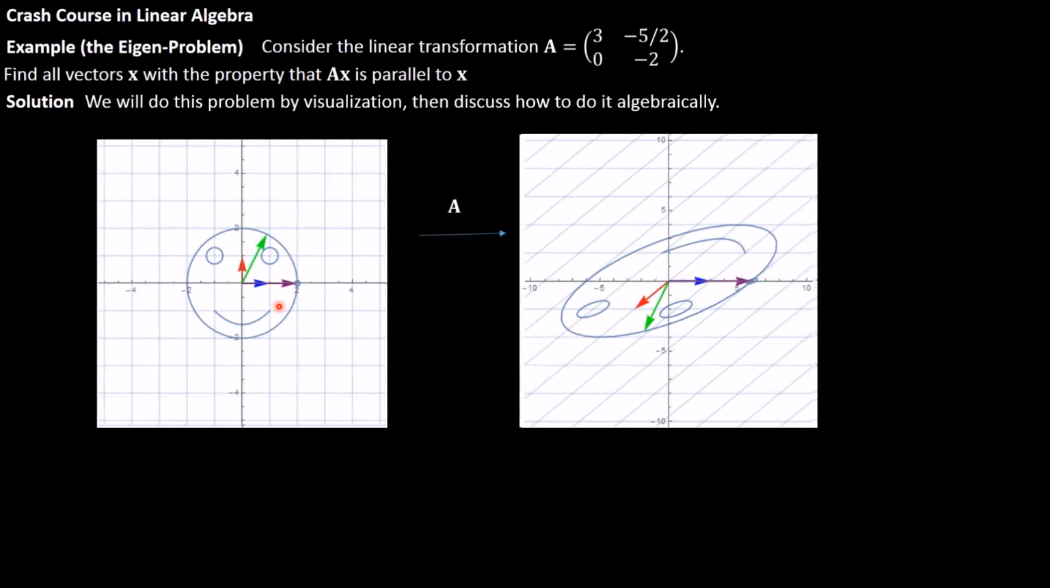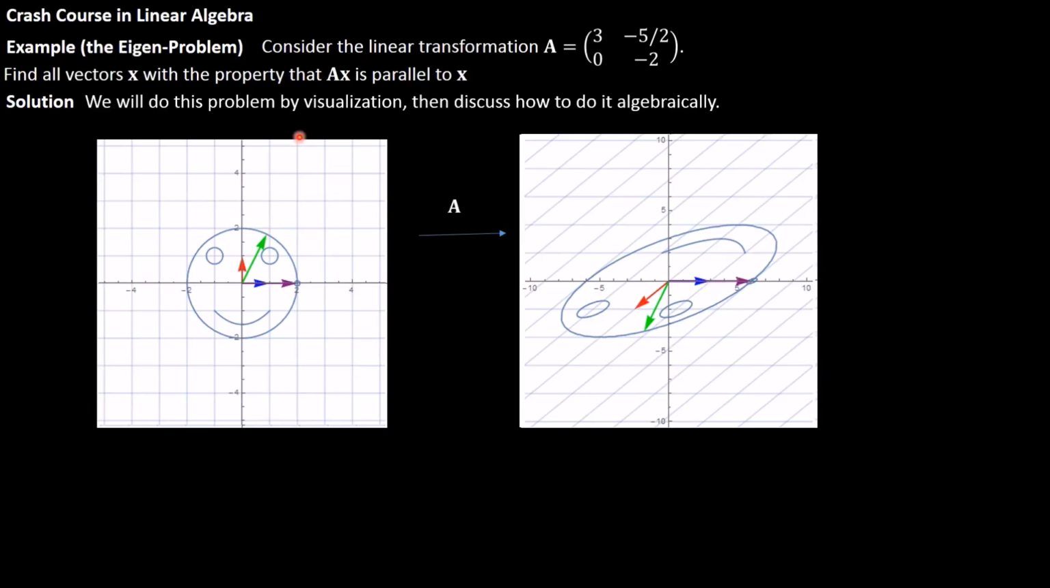Well, I found two of them for you. This purple guy maps, if you look at the corresponding purple vector in the image, it's parallel, so that is one solution to this problem. And then also this green vector is parallel, happens to be pointing in the opposite direction, but parallel nonetheless, to its image. So purple and green are the two solutions to this problem.